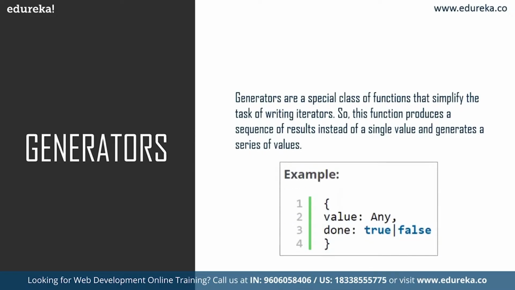So here you have a value of any type and then done, true or false. So the value property will contain the value. The done property is either true or false. When done becomes true, the generator stops and won't generate any more values. So these were some of the advanced techniques and methods involved in JavaScript.